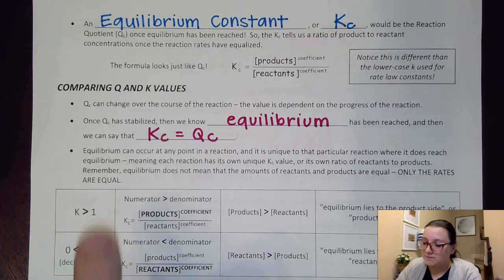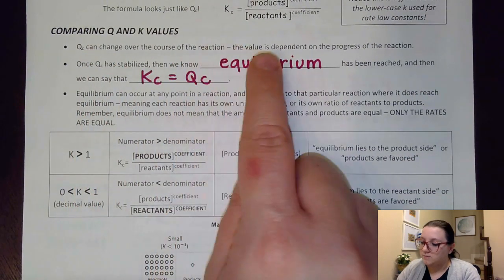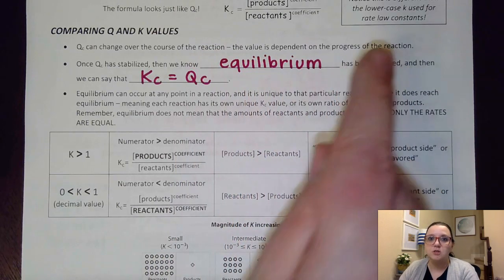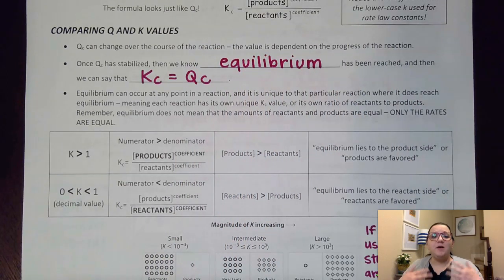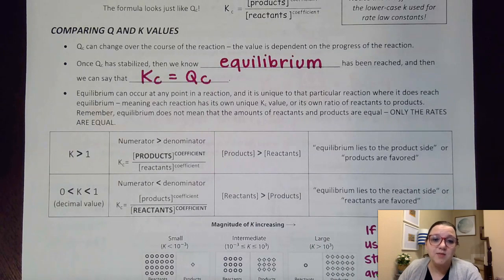So to get into that, first off, as we've already mentioned, Qc can change over the course of the reaction. The value is dependent on the progress of the reaction. So what that would mean is that if I looked at the Qc at the very beginning of the reaction, it would be different than the value I have in the middle. It would be different than the value I have once I've reached equilibrium. However, once that Qc stops changing, once it stabilizes, then that's where we know that we've reached equilibrium. And so at that point, what we can say is that the equilibrium constant is equal to that reaction quotient, that they're one and the same at that point.